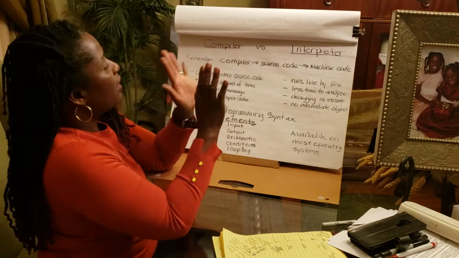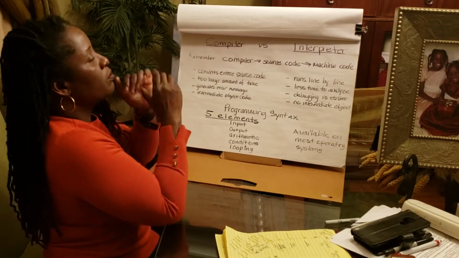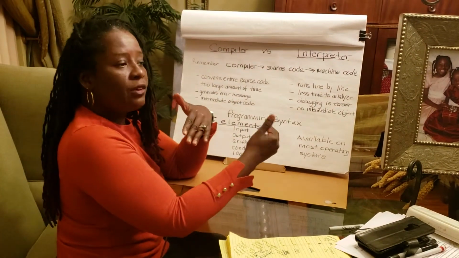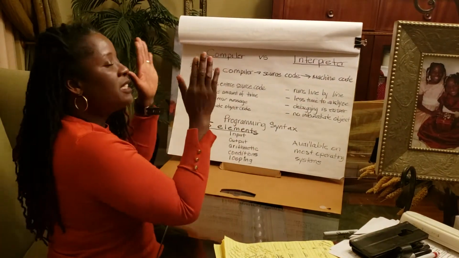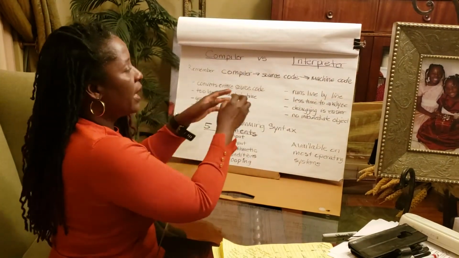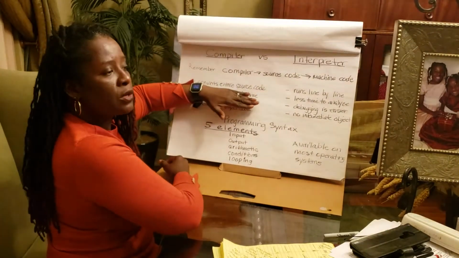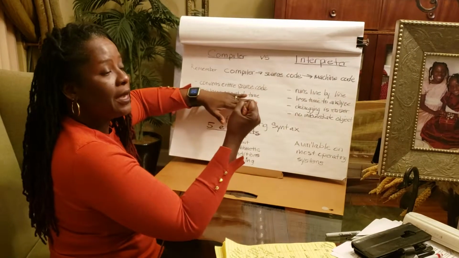So with all of that being said, I thought I should go in and tell you that high-level programming languages have a compiler and interpreter, okay? So a compiler, let me tell you the difference between a compiler and interpreter. A compiler converts entire source code. So it takes all of it and it reads it all at one time.